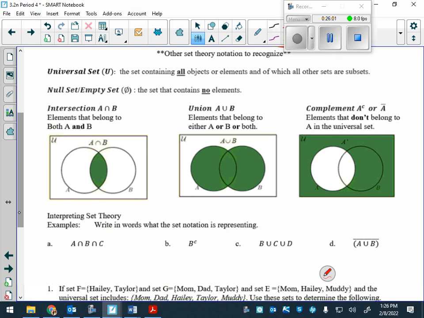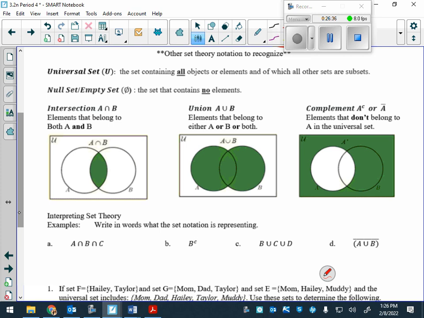So, if I was to divide this class into set A, 9th graders, set B, 10th graders, set C, juniors, however, all of you would be a part of the universal set. Then you would go into your individual sets. Does that make sense? The null or empty set contains no elements. So if I had a set D that was seniors, that's an empty set. There's no seniors in this class. Does that make sense?